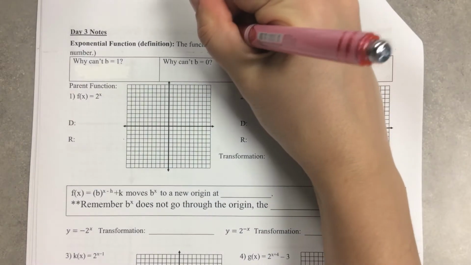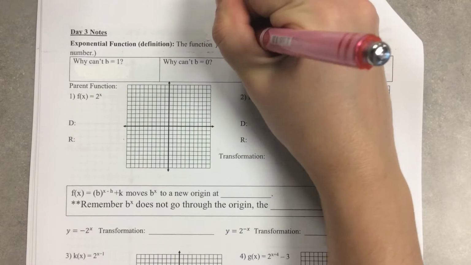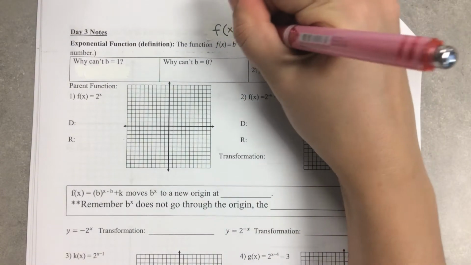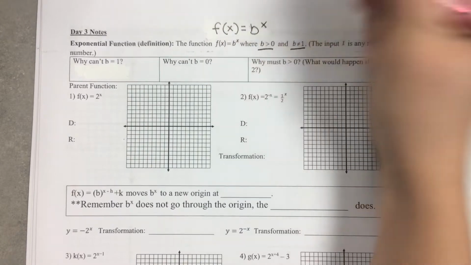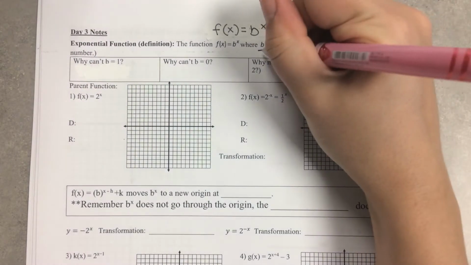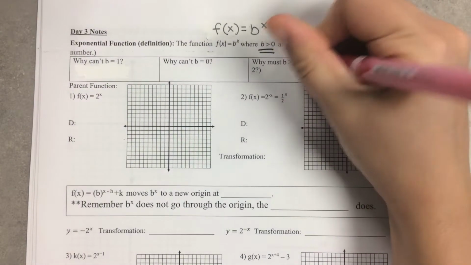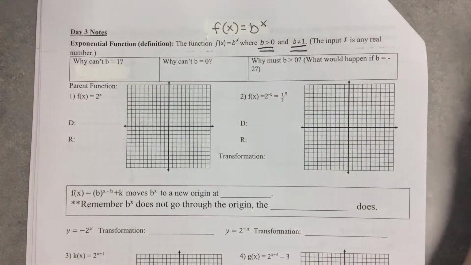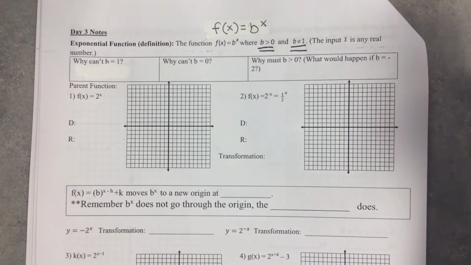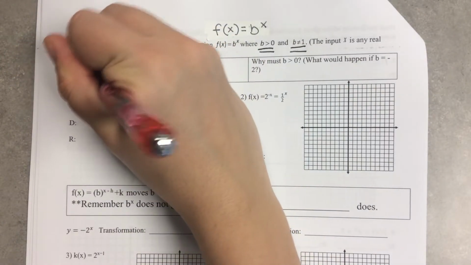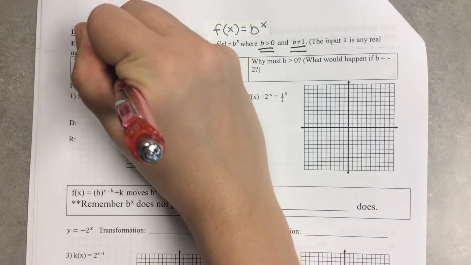We've got an exponential function, and these are in the form of f of x equals b to the x power. So there's a couple things that need to be true. B needs to be greater than 0, and b cannot equal 1. So why? Let's take a look. Why can't b equal 1? Well, what if we had f of x equals 1 to the x power?